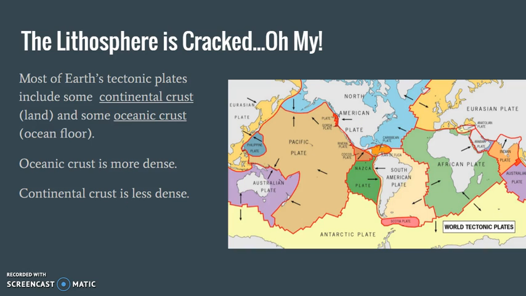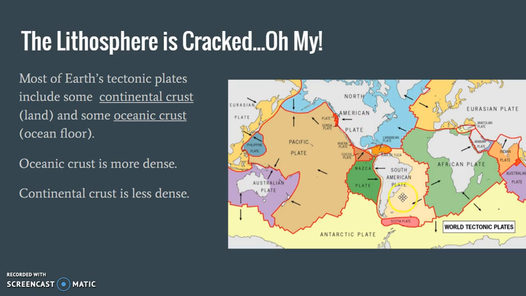All right. Most of Earth's tectonic plates include some continental crust, which is land, and then some oceanic crust, which is the ocean floor. You can see on this map here, there's continents, and then there's ocean, but some of the plates are part ocean and part continent. Like the North American plate, the North American land is on this part, but then right down here in the middle of the Atlantic Ocean, that's oceanic crust, but it's still part of the North American plate.